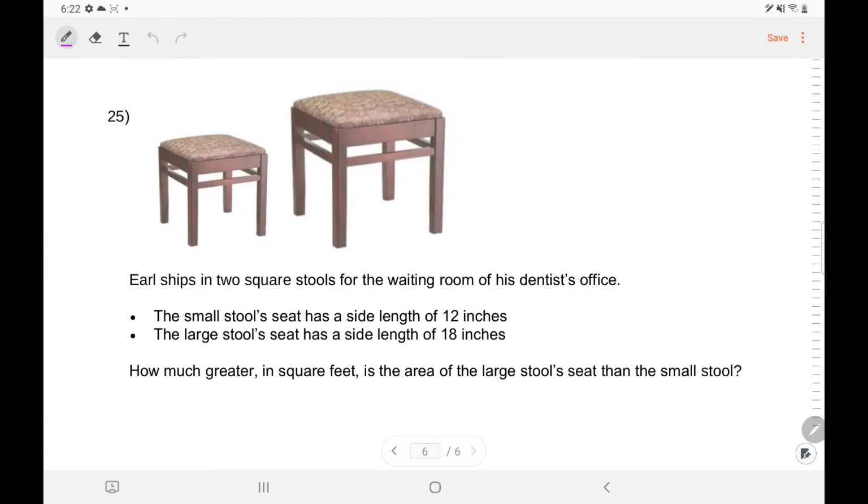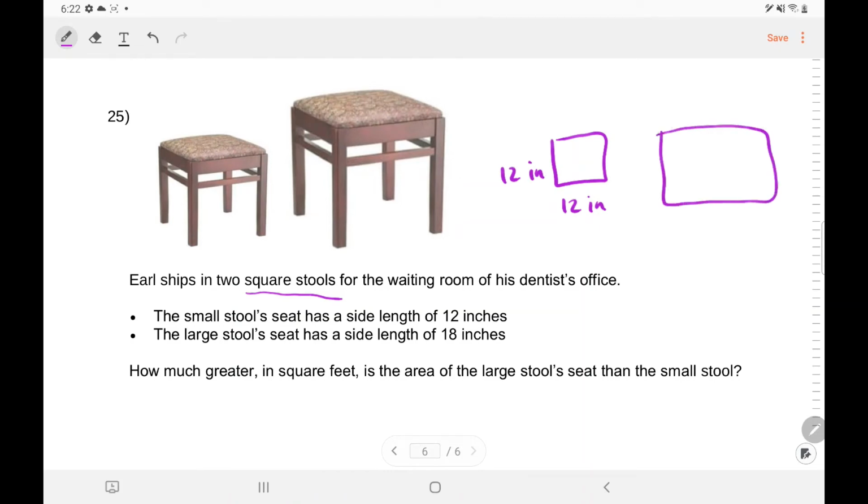Question 25. Earl ships in 2 square stools for the waiting room of his dentist's office. The small stool seat has a side length of 12 inches. These are square stools. So this is 12 inches as the base, 12 inches is our height as well. The large stool seat has a side length of 18 inches. So 18 inches here and 18 inches as our height. How much greater in square feet is the area of the large stool seat than the small stool?